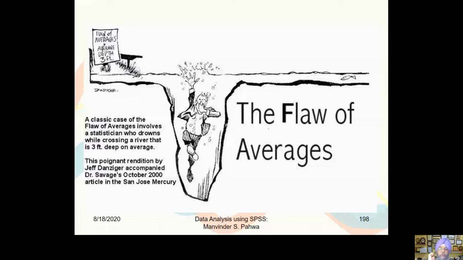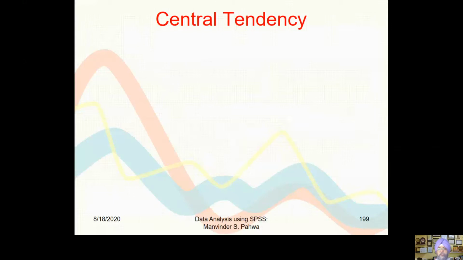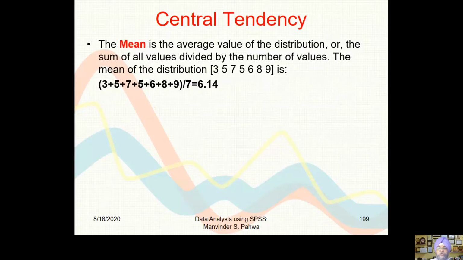But what happened is that while crossing the river, he drowned, because at one place the depth of the river was more than his height, but at other places it was only 1.5 feet deep. So he lost his life. That's why central tendency should be used wisely.